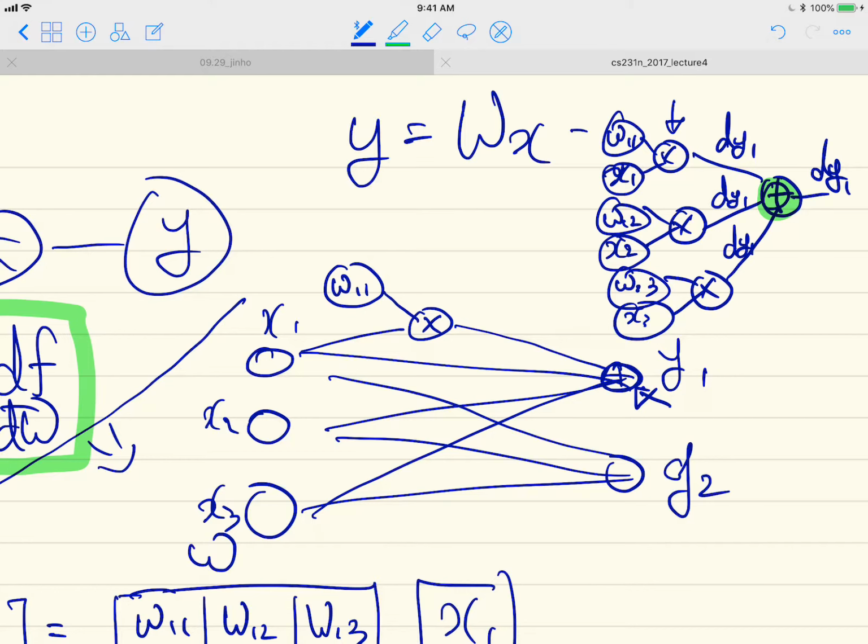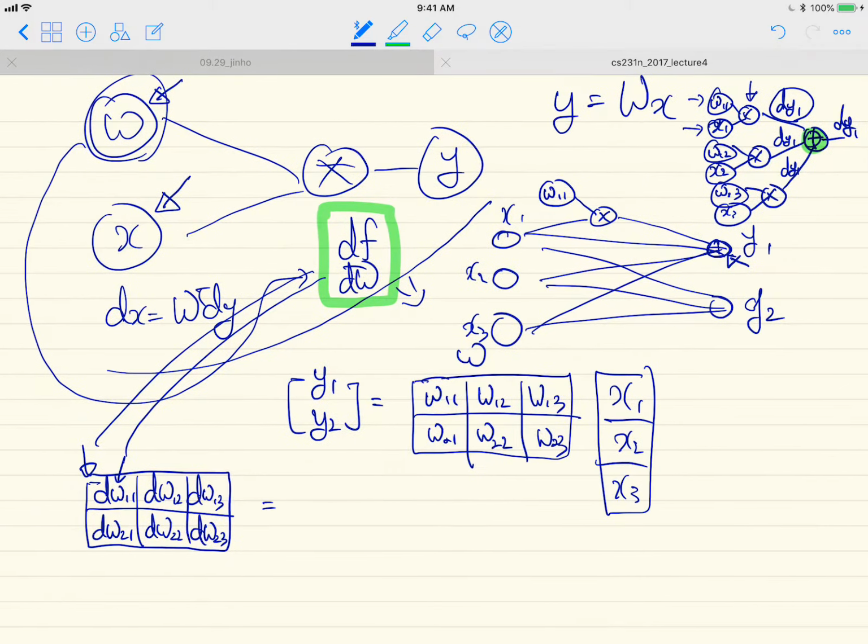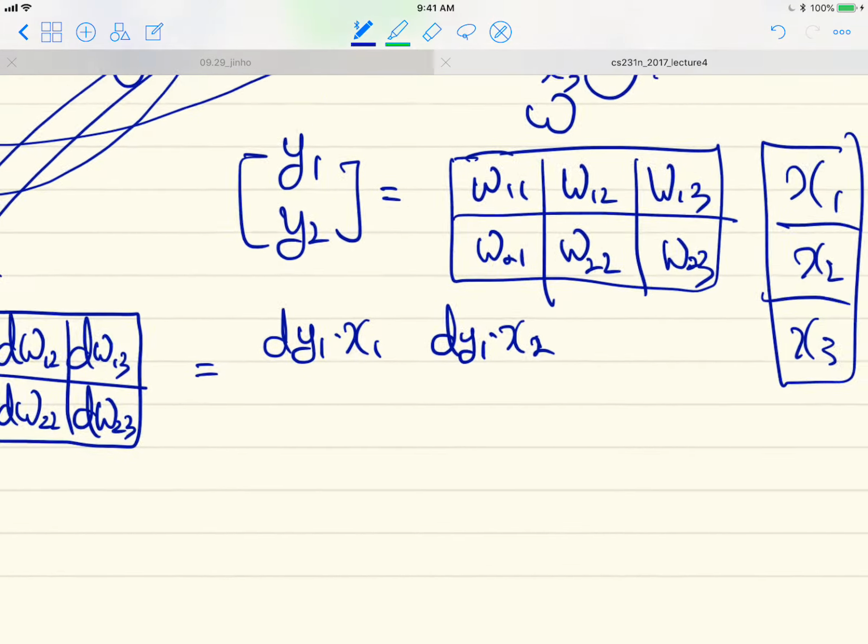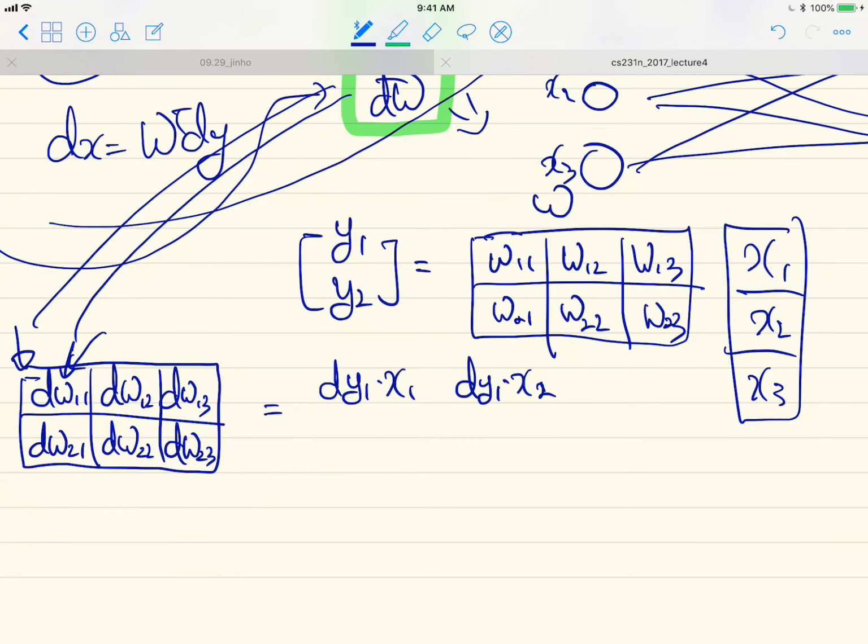We want the gradient with respect to W11, so we have to multiply this with X1. So this is dy1 times X1. And what about the gradient with respect to W12? It is obtained similarly to this one. So far so good, right?